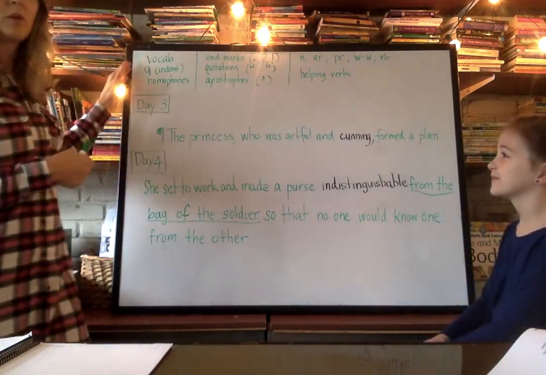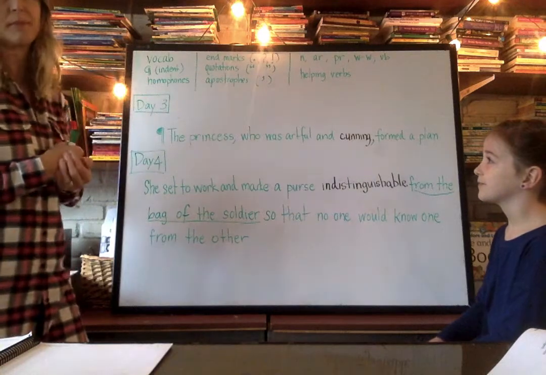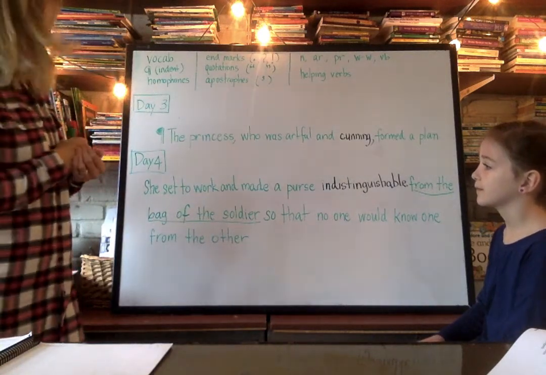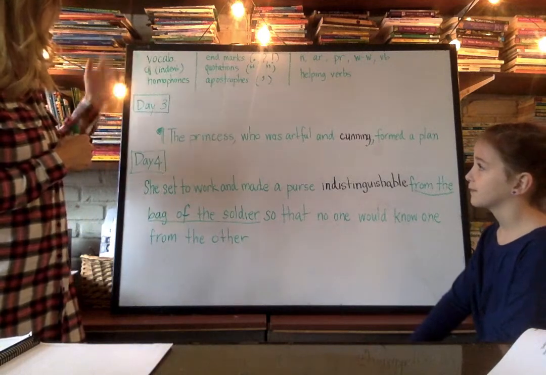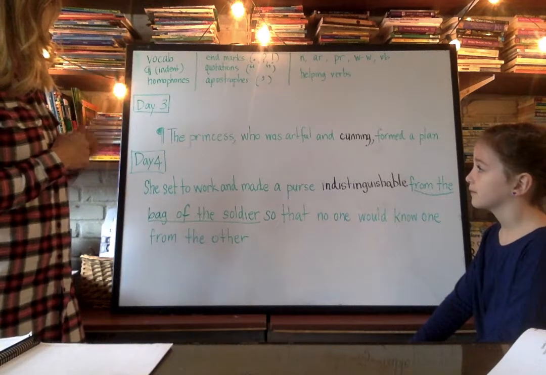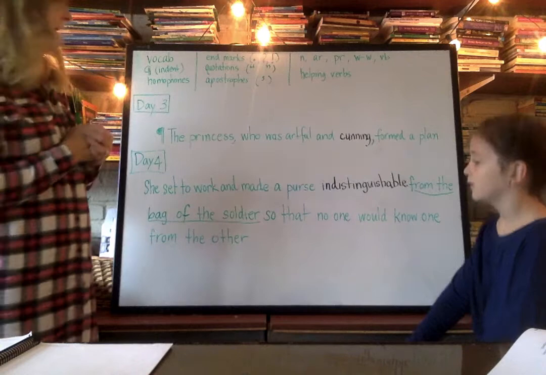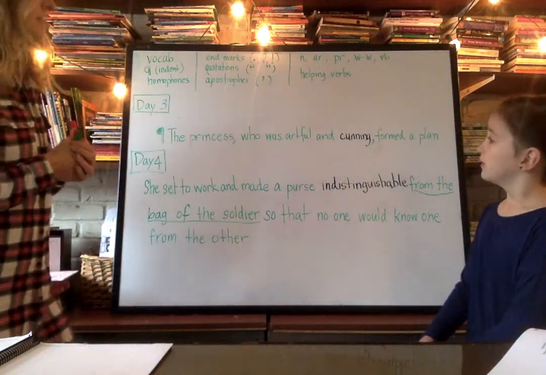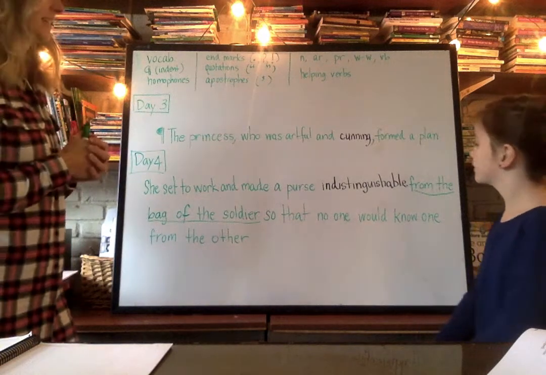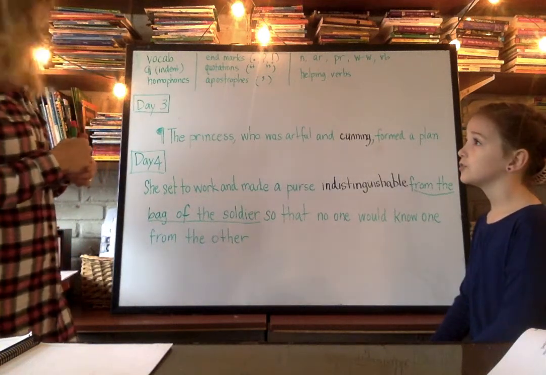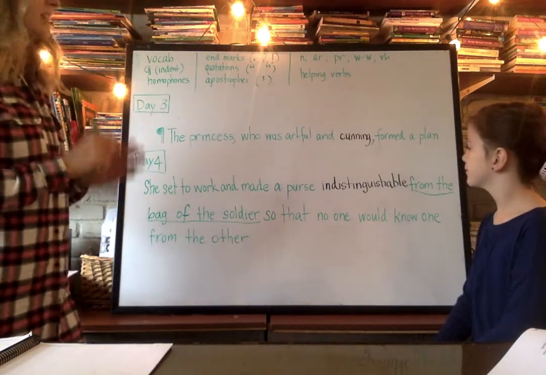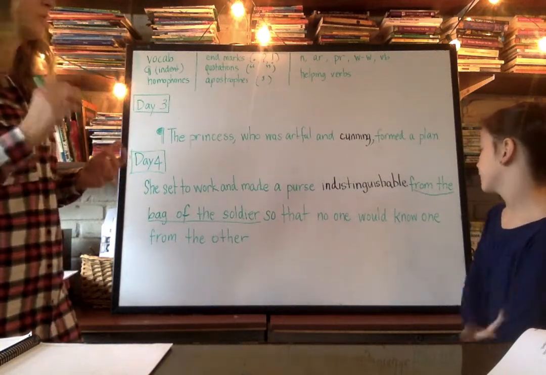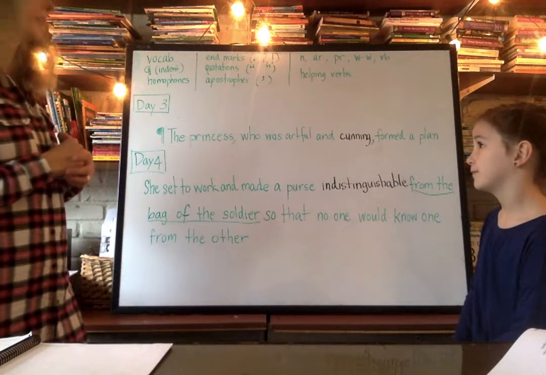And we always work our way through the list at the top of the page. And I like to do both sentences together. So we're going to start off real quick. And let's take a look at day 3 and 4. We'll just read them. You follow along as I read it out loud. The princess, who was artful and cunning, formed a plan. She set to work and made a purse, indistinguishable from the bag of a soldier, so that no one would know one from the other.